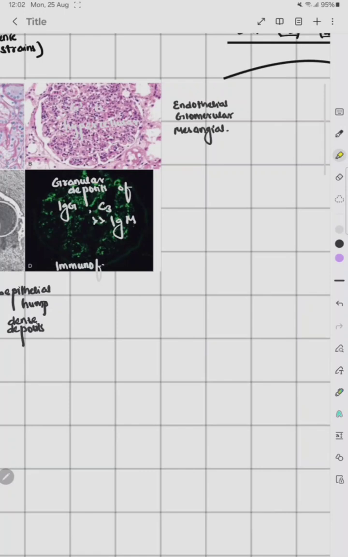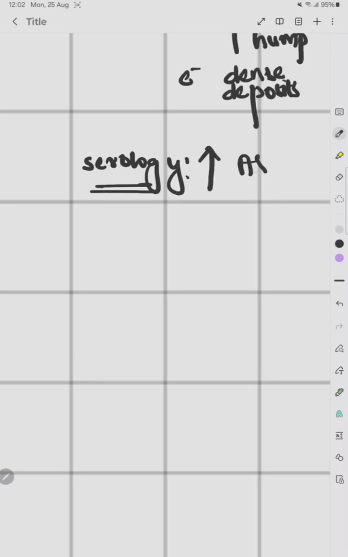There is not much we are left with. Let me discuss two points about serology. A rise in anti-ASO titers. ASO is anti-streptolysin O. O for oxygen sensitive. Anyway, there will be a decrease in C3 levels.